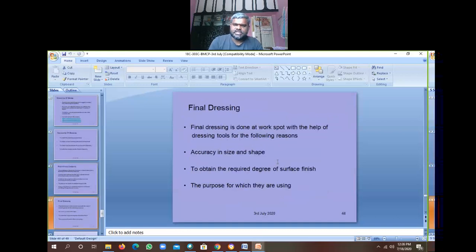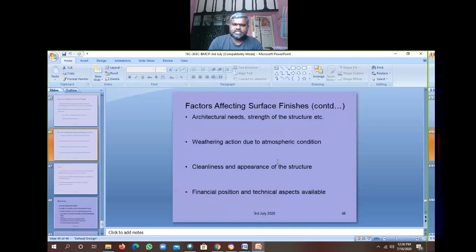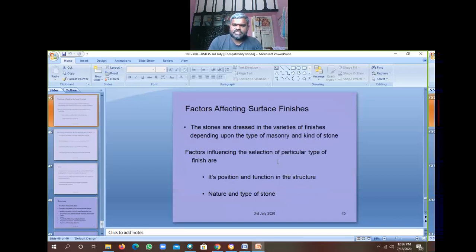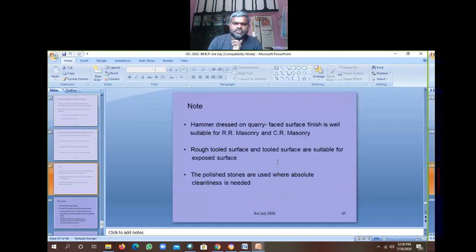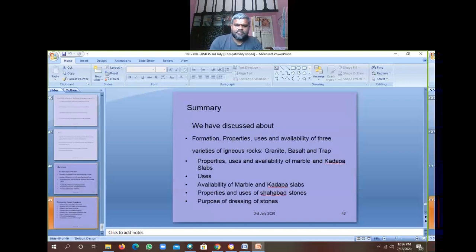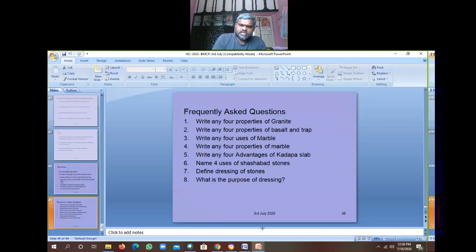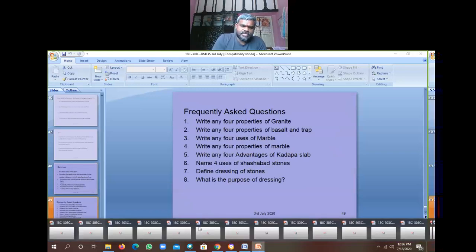So what is the final dressing? The factors affecting the surface finishes are the function of the structure, the nature and type of stones, and weathering agencies, whether it is exposed to weather or not. Hammer dress and quarry face finish are well suited for rubble masonry, but rough tooled surfaces are suitable for exposed surfaces. This is about stone dressing and the different types of stone properties we have seen.